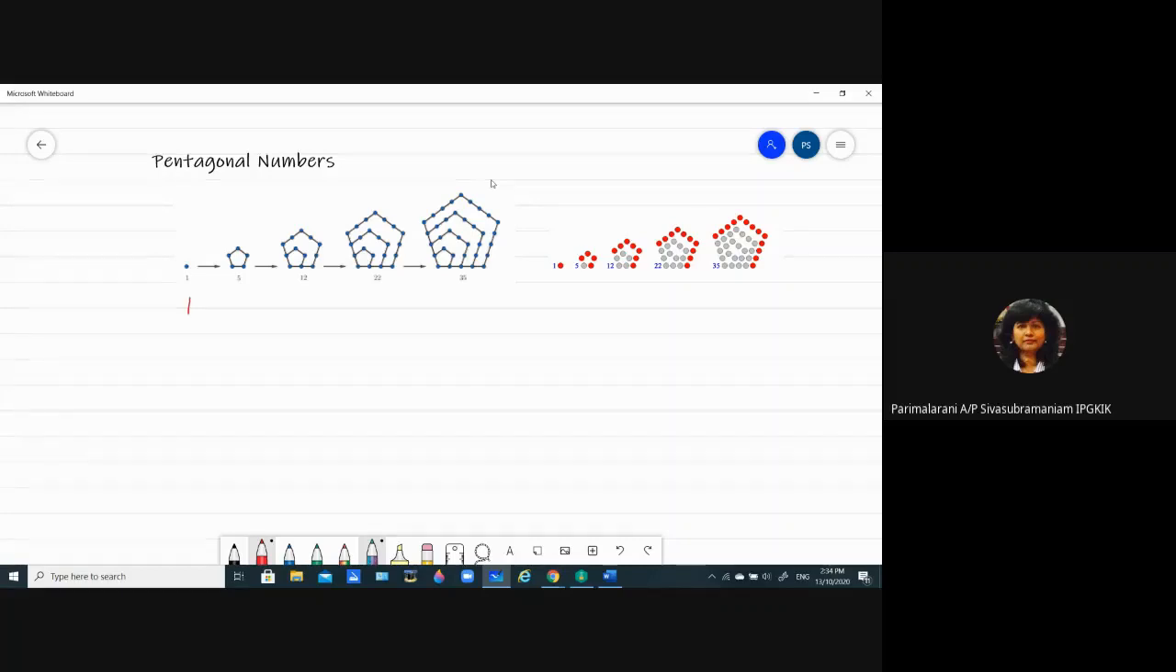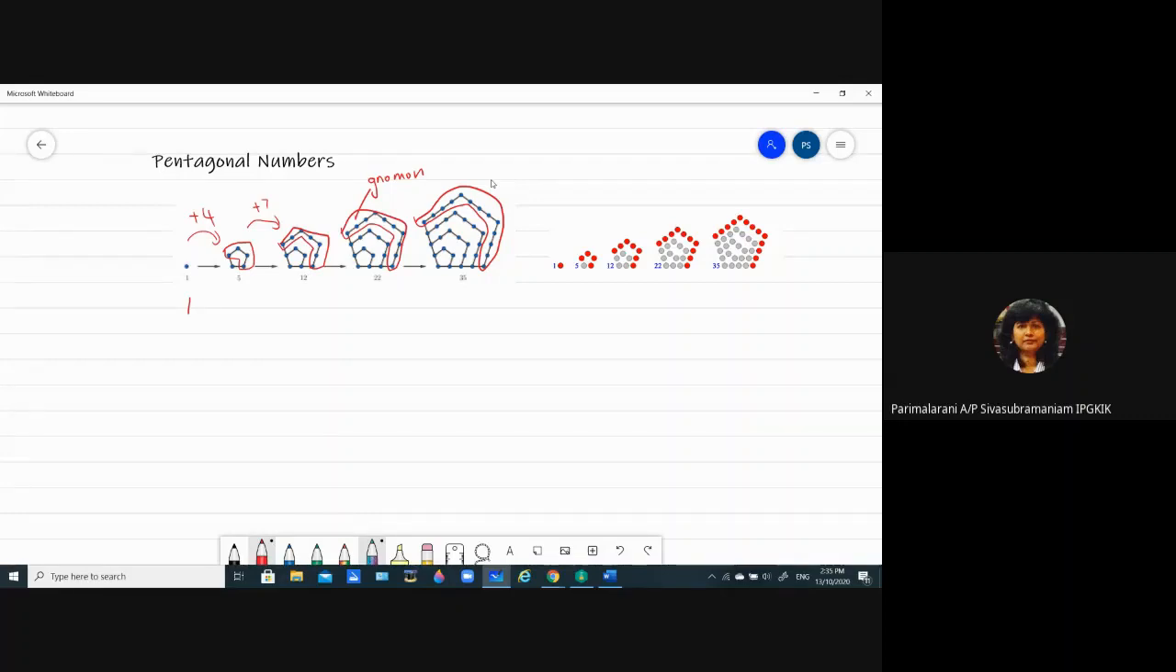Okay, so how many more did we add to become 5? Plus 4. Yes, so we have added this part here, okay? And then, how many more did we add to become 12? 7. So we have added this part here, correct? For the next number, we keep on adding this part. So this is called the gnomon. Yes, correct. The others don't dare to pronounce it, okay? So this is how we find the next number.